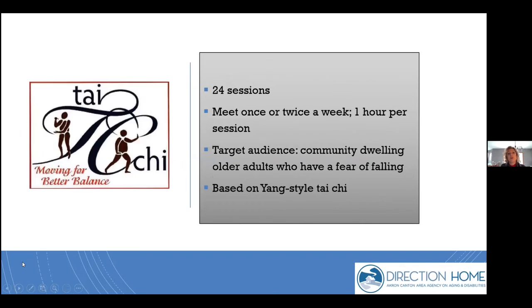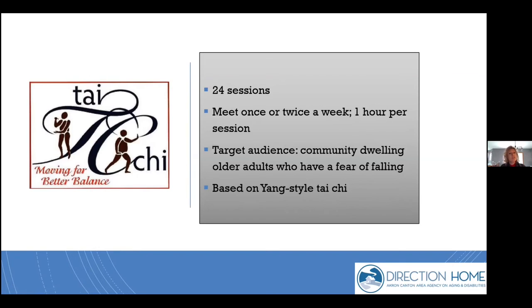The second of our falls prevention classes is Tai Chi Moving for Better Balance. This is the longest program that we have by far, with 24 sessions. We do have the option of meeting either once or twice a week, and each class is an hour per session. Here again, our target audience is those community dwelling older adults who have that fear of falling.